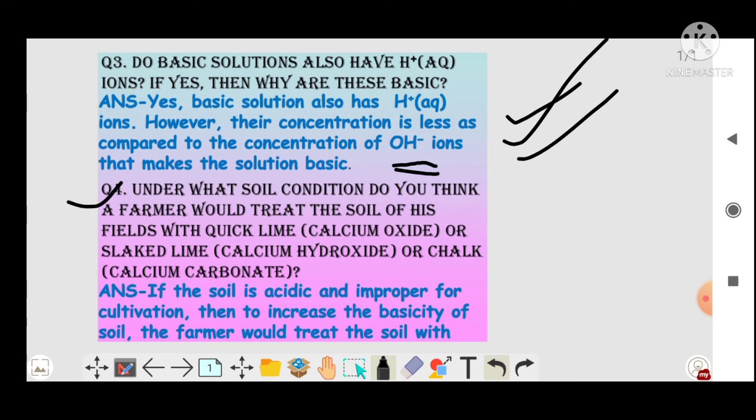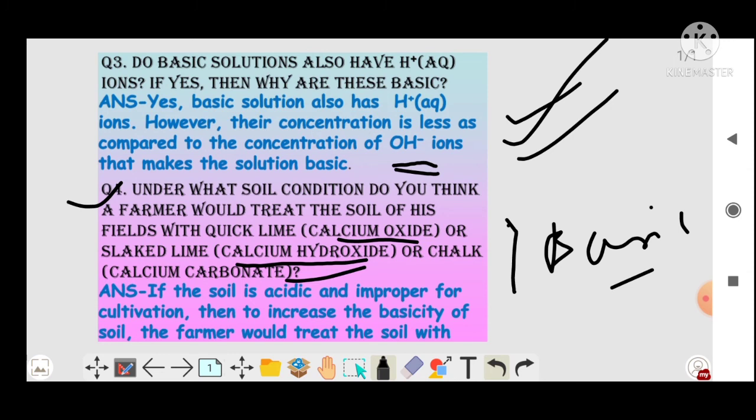नेक्स्ट क्वेश्चन. अंडर व्हाट सॉइल कंडीशंस डू यू थिंक ए फार्मर वुड ट्रीट द सॉइल ऑफ हिज फील्ड्स विथ क्विक लाइम, कैल्शियम ऑक्साइड, or slag lime, calcium hydroxide, chalk, calcium carbonate. All three are basic in nature. So simple answer: if the soil is acidic and improper for cultivation, then to increase the basicity of the soil, the farmer would treat the soil with calcium oxide or slag lime or chalk, calcium carbonate.